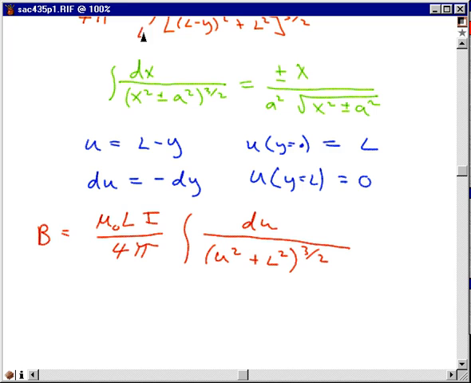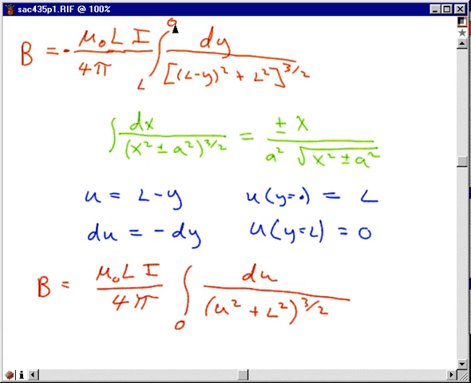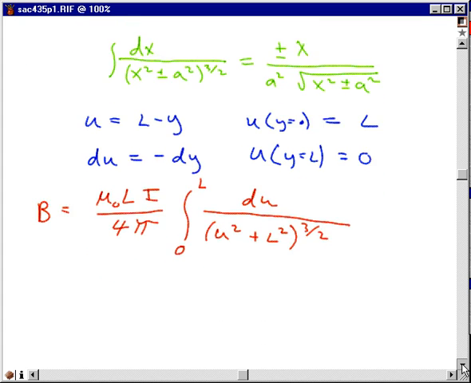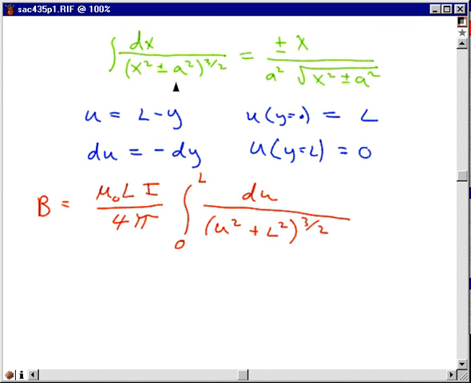And now, when y is equal to L, u is equal to 0. So that'll be a 0 for the lower limit. And for the upper limit, y is equal to 0, but when y is equal to 0, u is equal to L. So our upper limit, when we integrate over u, is going to be L. And now this is the exact same form as the one that we have in the formula sheet and in the back of the book. We won't be using the minus sign. I think I'll go ahead and erase it even from the generic expression.